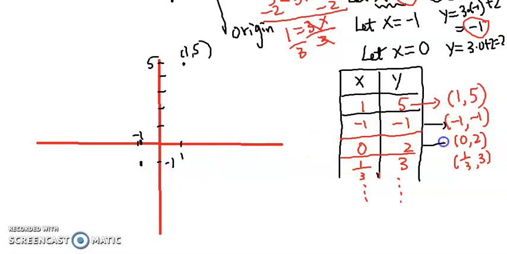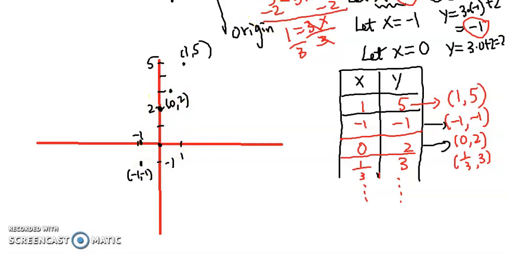And the third pair is 0, 2. When x equals 0, it's right here. We don't have to move right or left. But y is equal to 2, so we move up. That's the point we have. Let me mark it. This is -1, -1. This is 0, 2. And we have 1/3 and 3. So 1/3 is somewhere here and up there, 3.